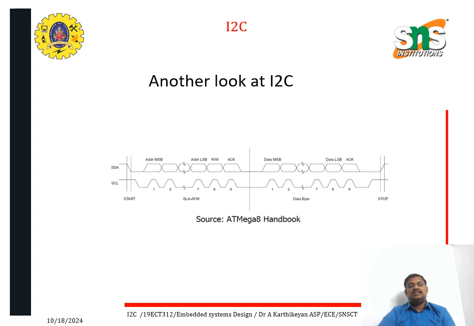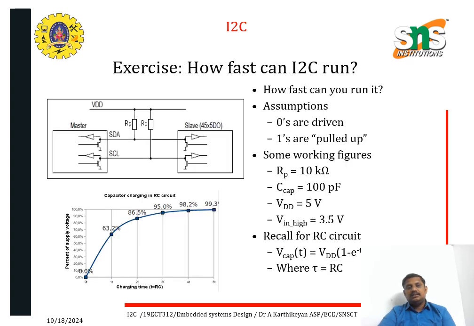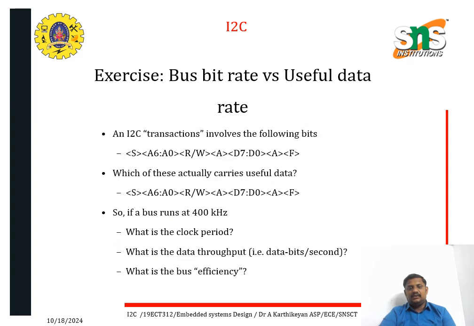Another look at I2C. Assume 0 is driven and 1 is pulled up. The line rises, changing the value, and suddenly increases up to high. This is the rate and value of I2C transactions.